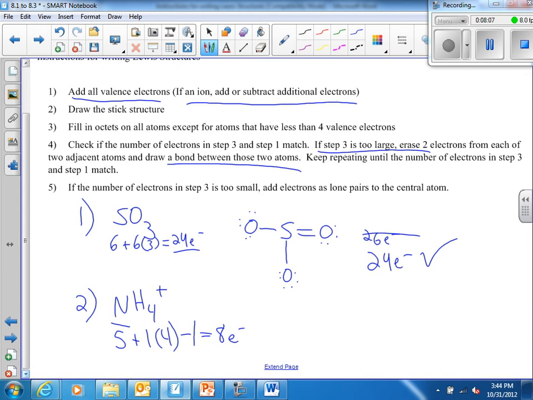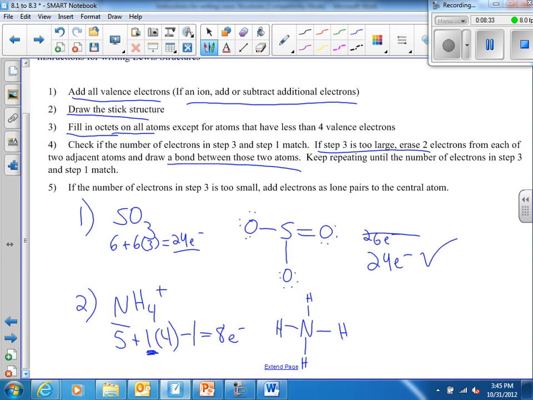I'm going to fill in the octets. Oops, nope. First I'm going to draw the stick structure. Nitrogen in the middle, hydrogen on the outsides. Fill in the octets on all atoms except for atoms that have less than 4 valence electrons. Hydrogen had only 1 valence electron. I don't fill in octets for hydrogen.